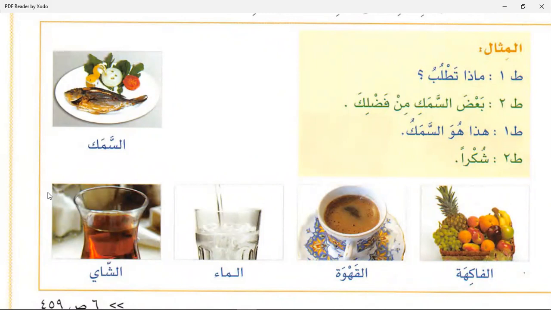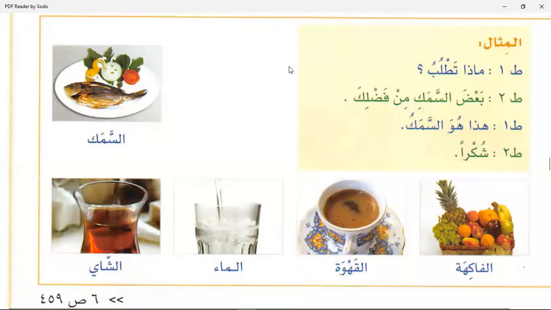So the word bada gives kasra to the next word, that's why samak has kasra in the second sentence. But in the next sentence it is predicate, that's why samak has dhamma. Then fadl has kasra because of the preposition min. Tatlubu has dhamma because it is present tense, fi'l mudari'. Hadha huwa is for a masculine thing and hadhihi hiya for a feminine thing.